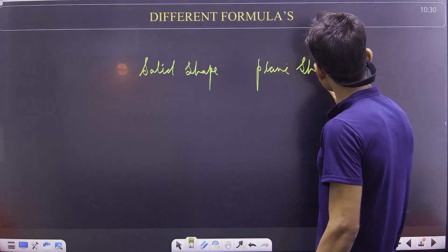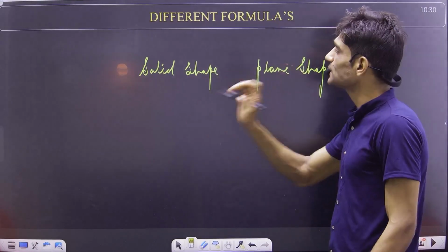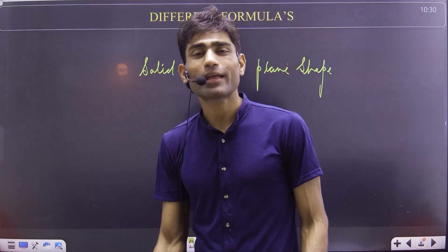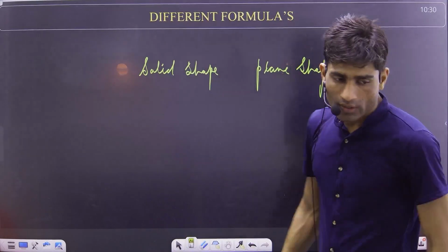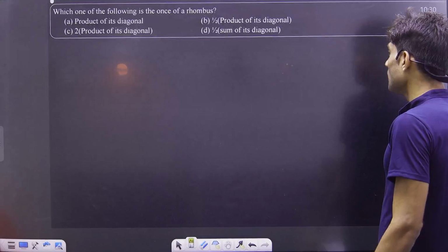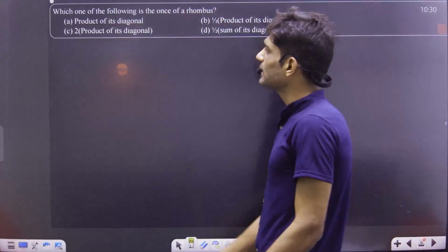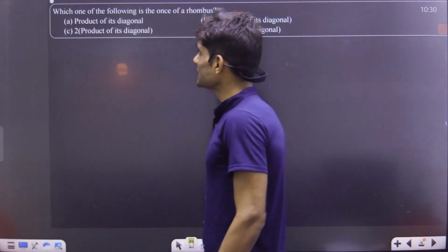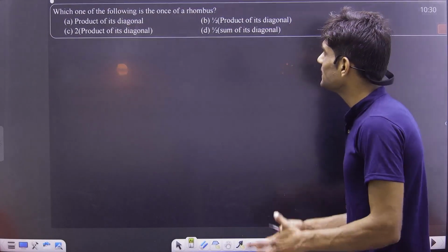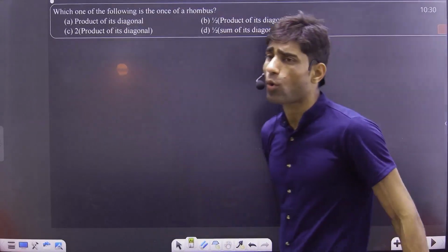Okay, you all have learned about solid shapes and plane shapes, like a solid figure and plane figure. Let's move on to some examples. Yes, I do have the first example here. Which one of the following is the area of a rhombus?